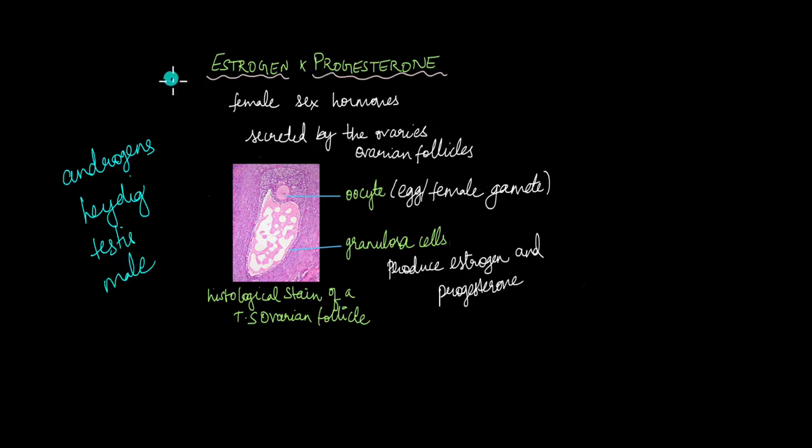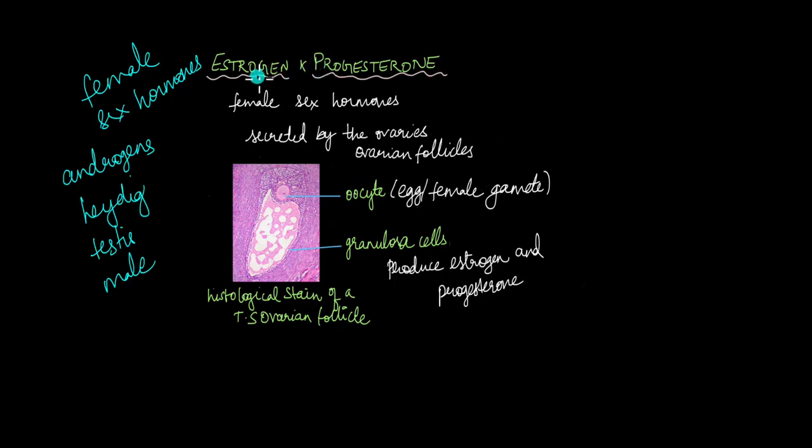In this video, we're going to be talking about the female sex hormones, which are estrogen and progesterone. We'll talk about the structure of estrogen and progesterone, where they are produced, and their functions. Before we end the video, we'll also talk about how the production of these hormones, androgens and the female sex hormones, are regulated by other hormones in our body.